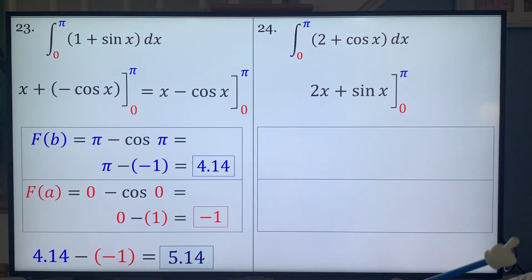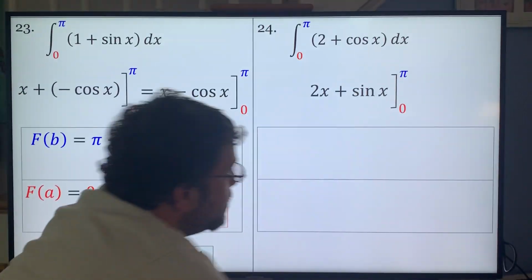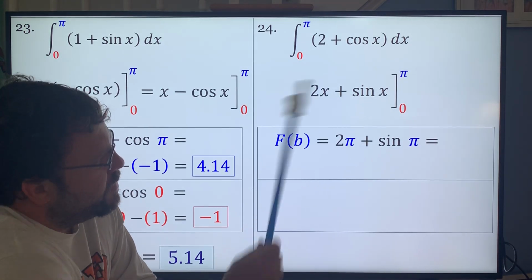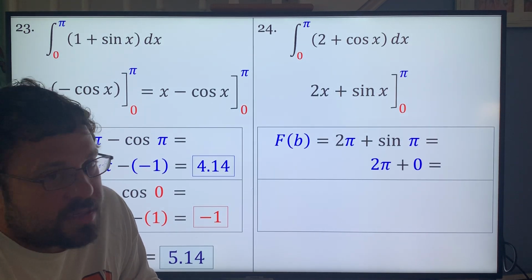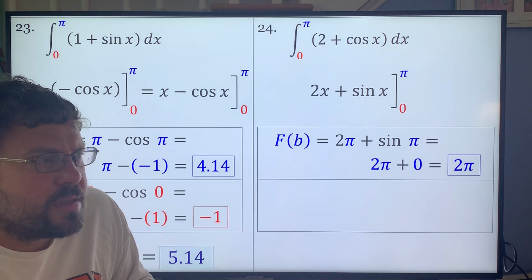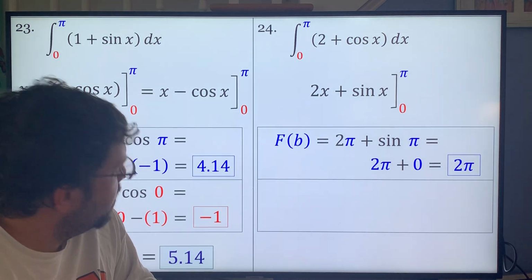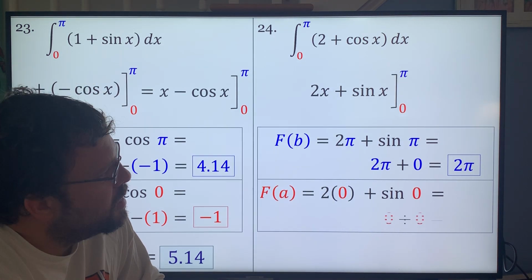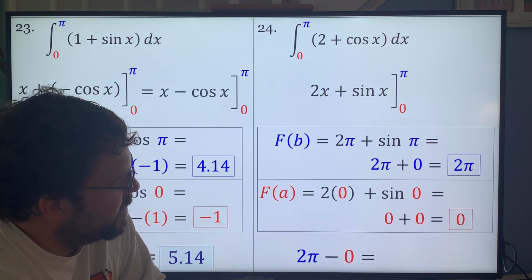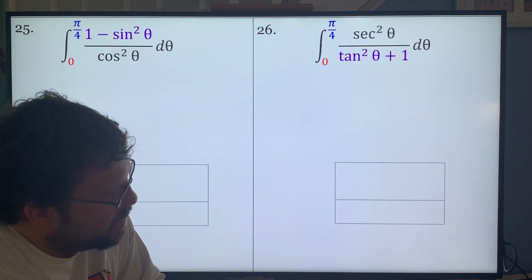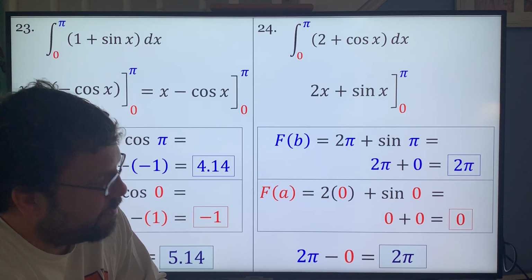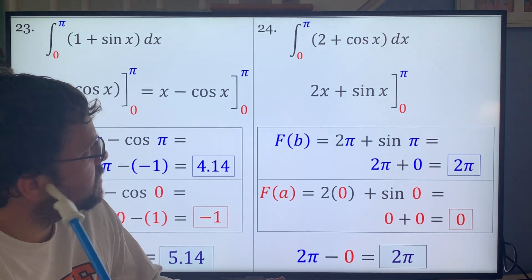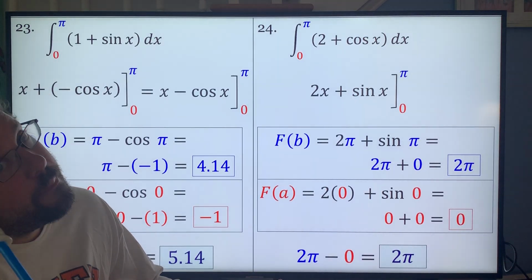Next one: 2x plus sine x. 2 times pi plus sine pi is 2 pi plus 0, which is 2 pi. You can call it 6.28 if you want. I like to leave it as 2 pi. Then at 0, you get 0. 2 pi minus 0 is 2 pi, or 6.28. All right, whatever you choose, because it just stays in the pi form, it's easier for me. You okay?